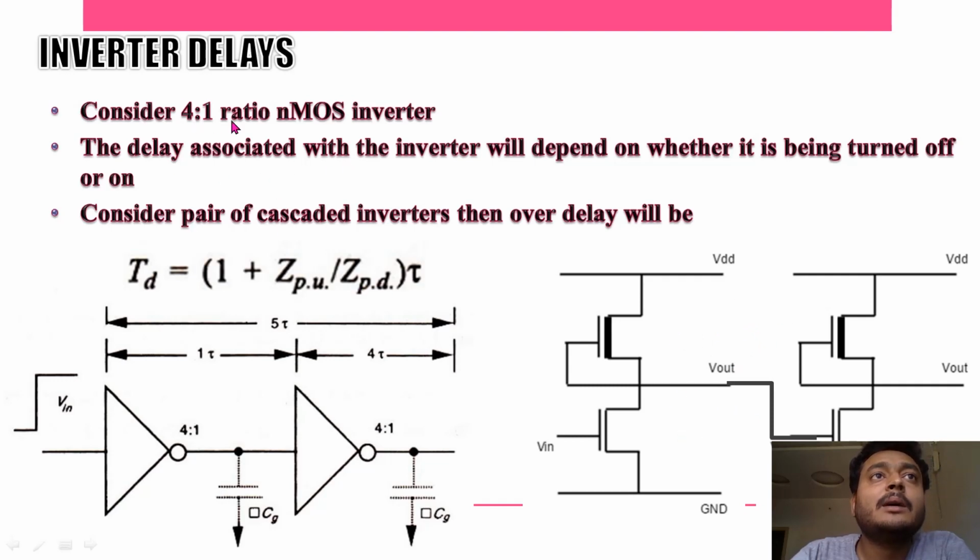So this will be your ratio of this inverter. And when you consider this inverter here, there is the input we are applying here. So the transition is from 0 to high. When you are applying a 0 to high transition here, what happens for this inverter? If you look at this, when you are applying your input as 1, your pull down transistor is on. Okay, right? Pull down transistor is on.